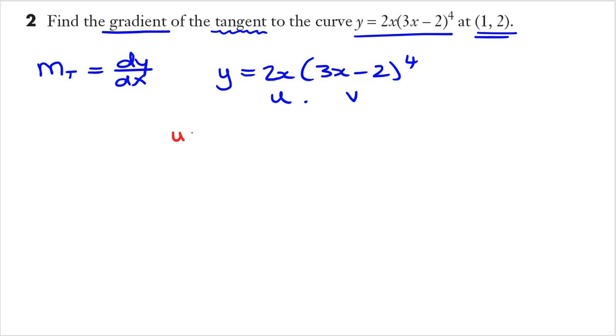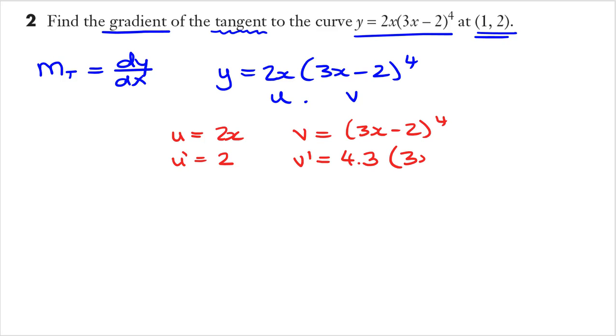So our u is 2x, our u dash would be 2. Our v is 3x minus 2 to the power 4, and our v dash, in this case, remember the 4 will come out the front, the derivative of the inside will also come out the front, 3x minus 2 to the power 3, and to tidy that up, that would be 12 times 3x minus 2 to the 3.